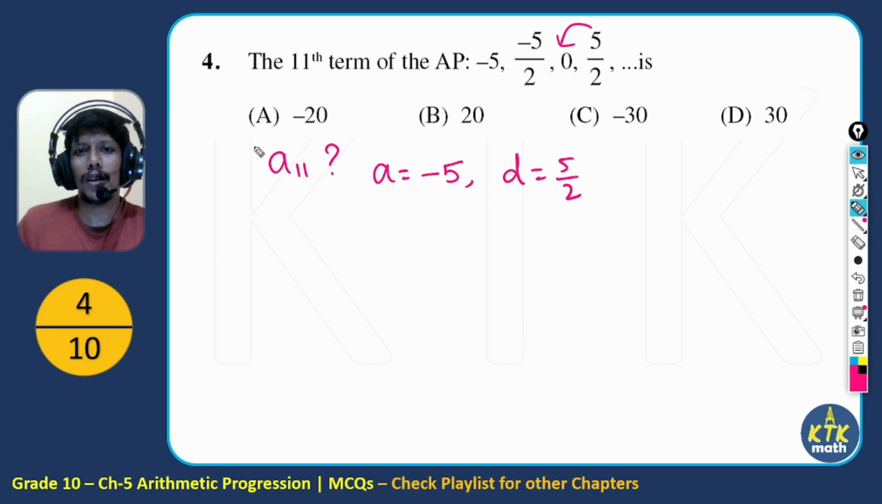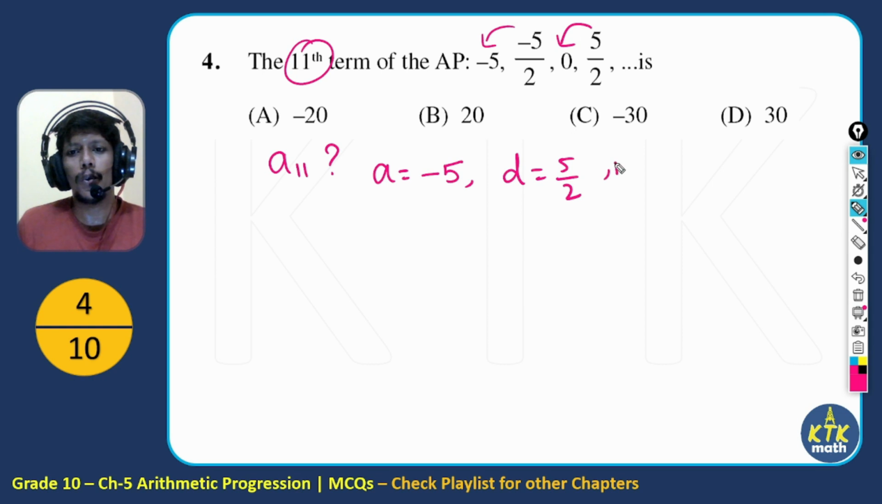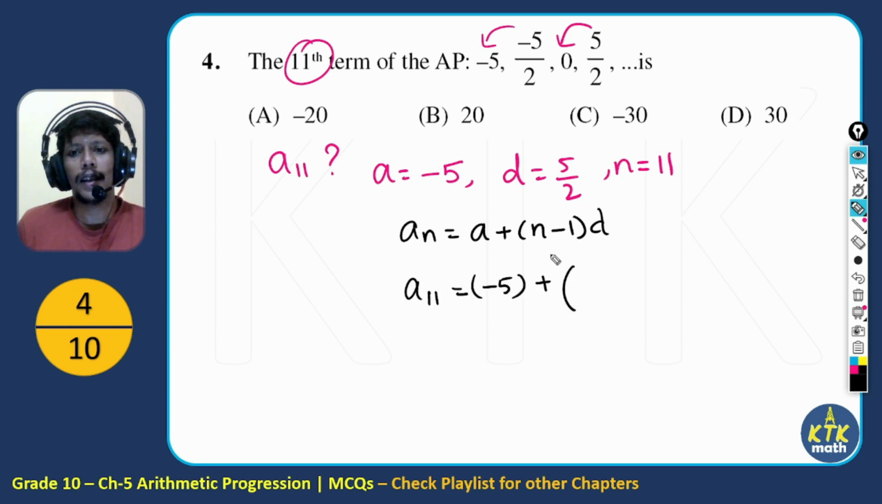In case a few students feel it is hard to subtract here, wherever you can find an easy pair to subtract, make use of that to find your difference easily. Now the a value and d value are ready, and they are asking for the 11th value, which is your n. Just substitute in the formula. What is your formula? a_n is equal to a plus (n minus 1) times d. So a_11, we are finding, is minus 5 plus (n minus 1).